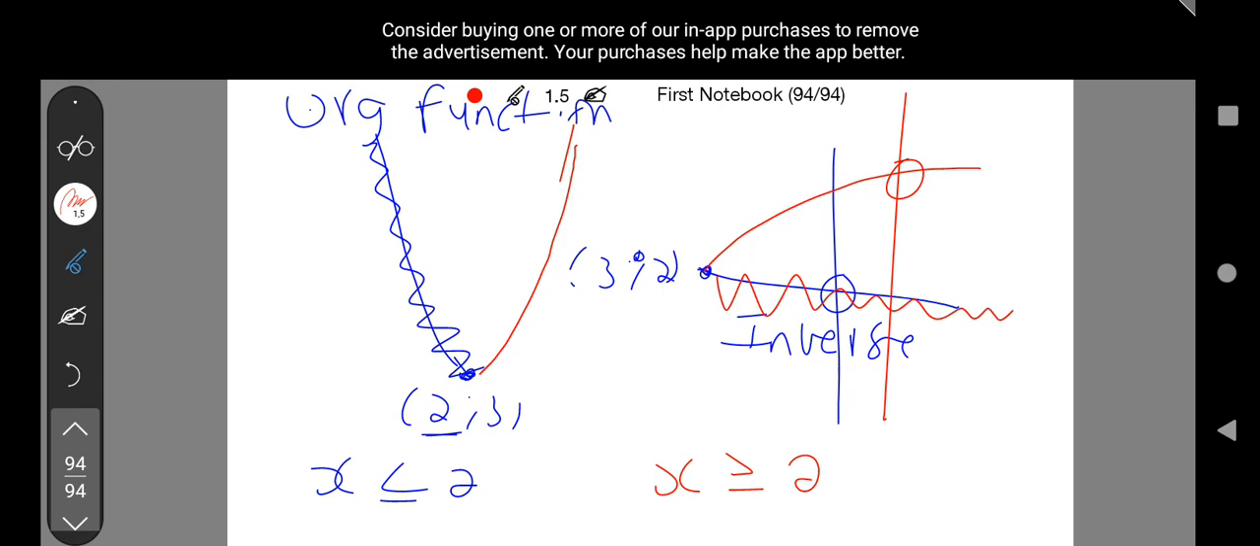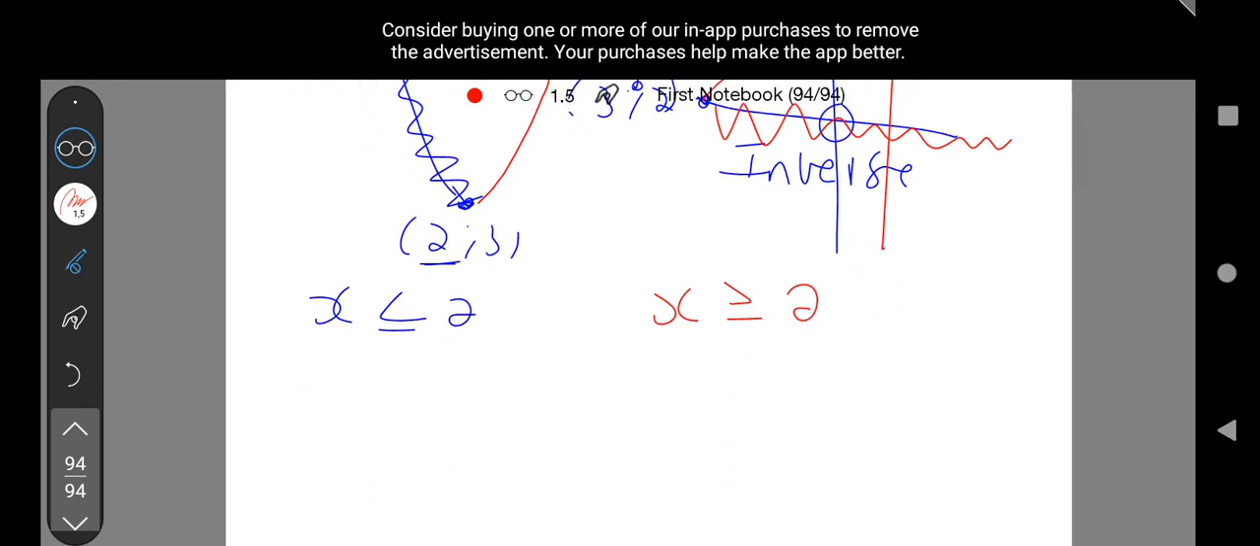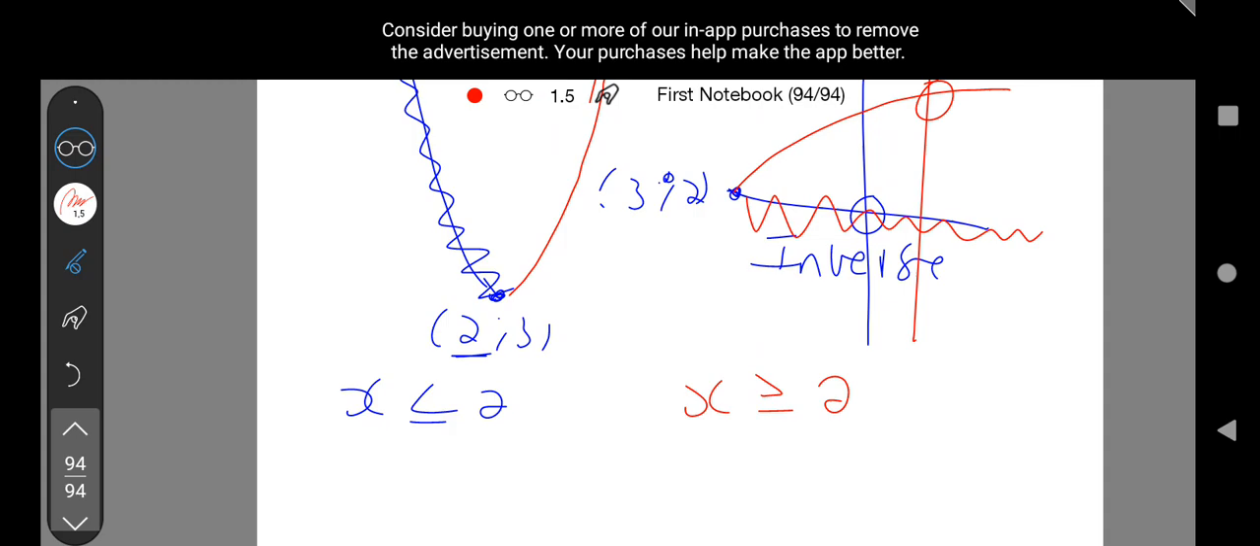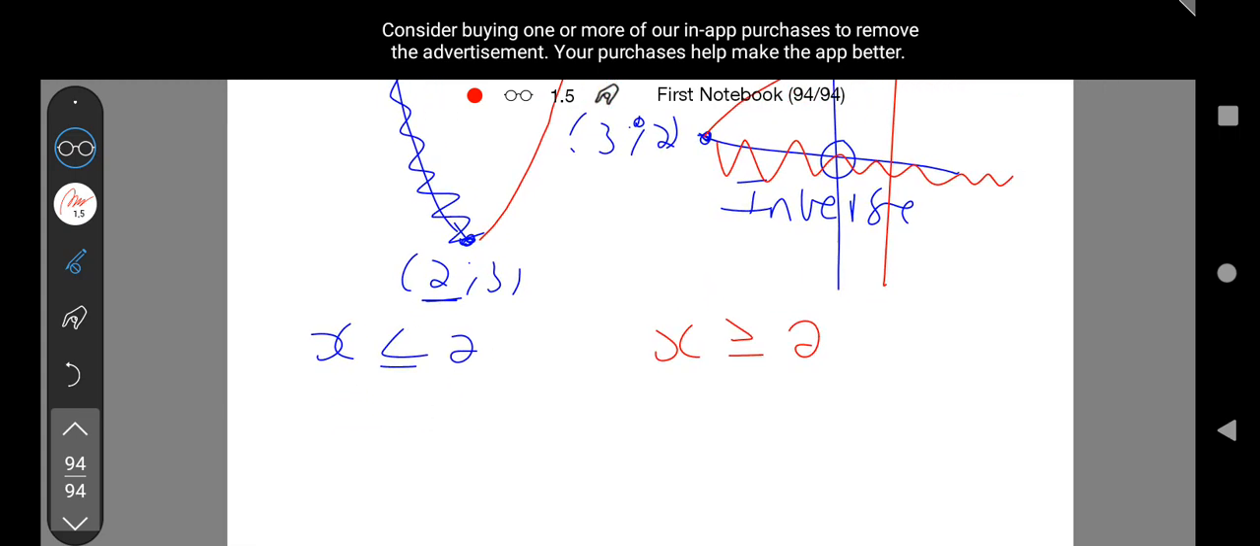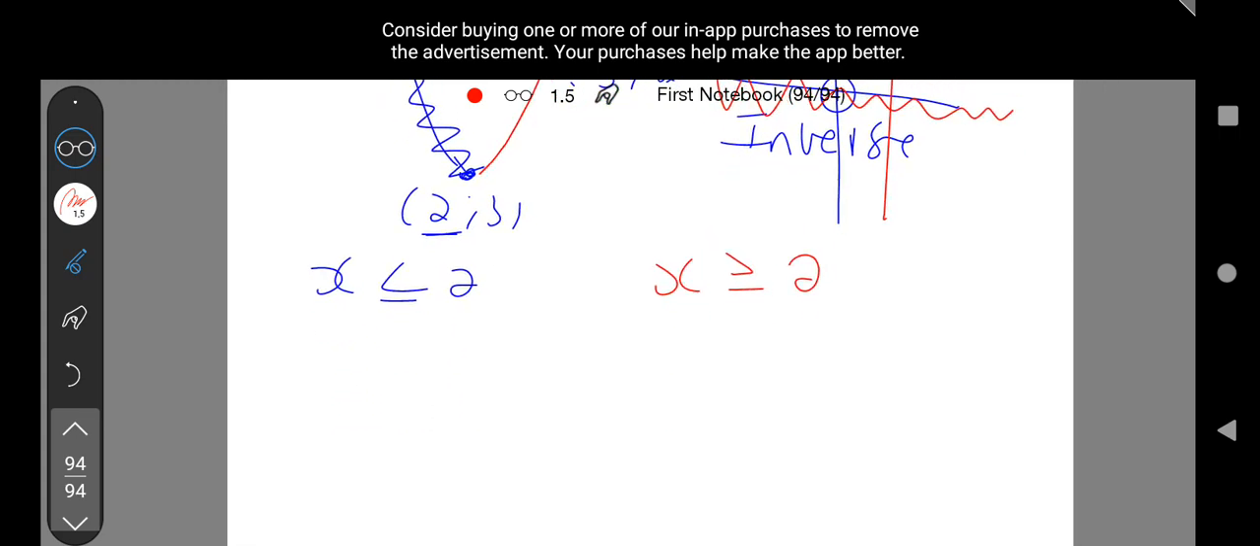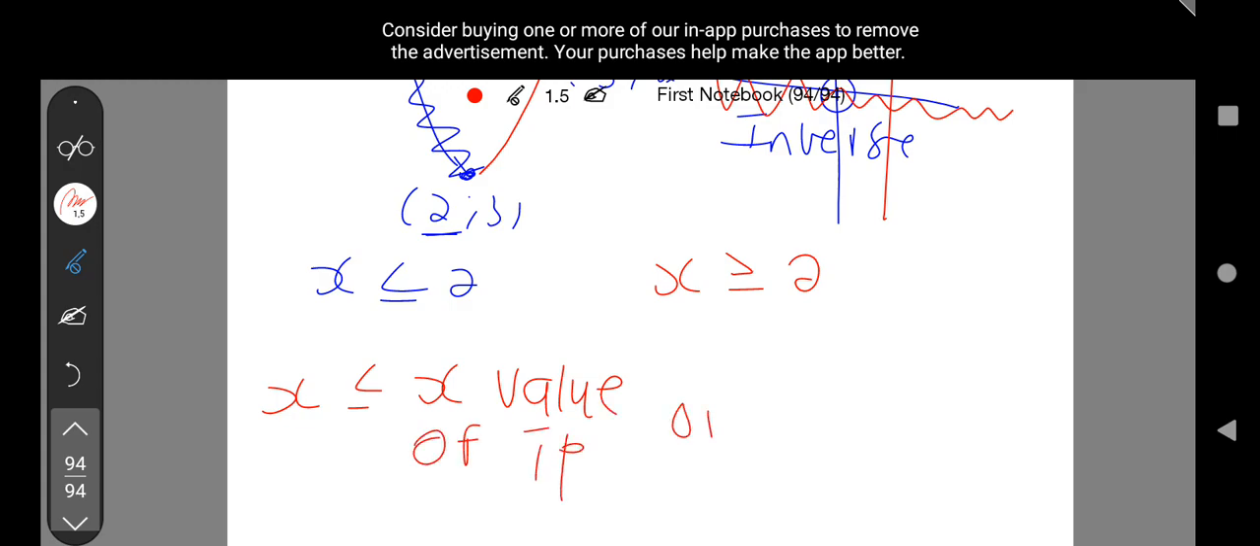So here the trick is, always if this question comes, you answer it the same way. If they say to you, how can we restrict the domain and the range such that the inverse becomes a function, we're going to say that x is less than or equal to the x value of the turning point, or x is greater than or equal to the x value of the turning point. Let's have another example.